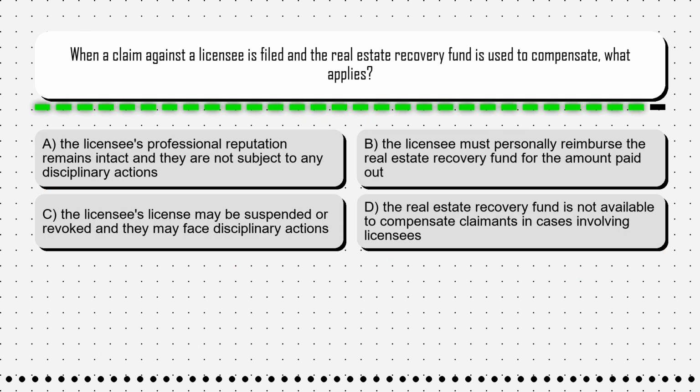Question 96. When a claim against a licensee is filed and the real estate recovery fund is used to compensate, what applies? Option A. The licensee's professional reputation remains intact and they are not subject to any disciplinary actions. Option B. The licensee must personally reimburse the real estate recovery fund for the amount paid out. Option C. The licensee's license may be suspended or revoked and they may face disciplinary actions. Option D. The real estate recovery fund is not available to compensate claimants in cases involving licensees.